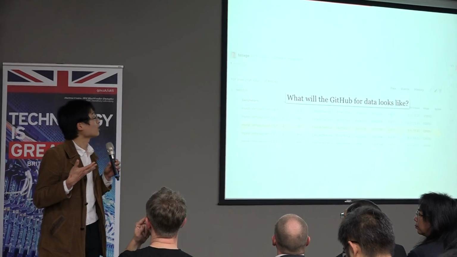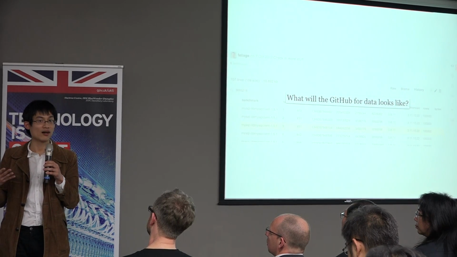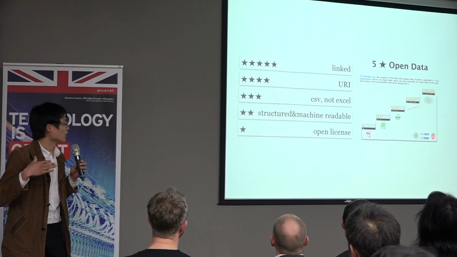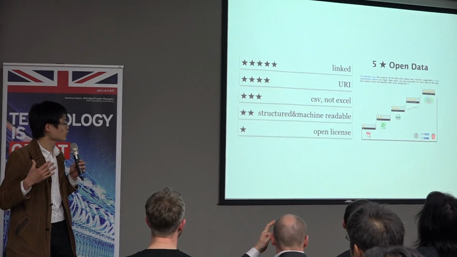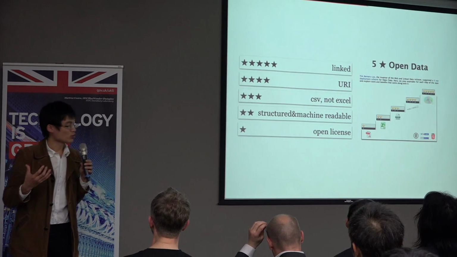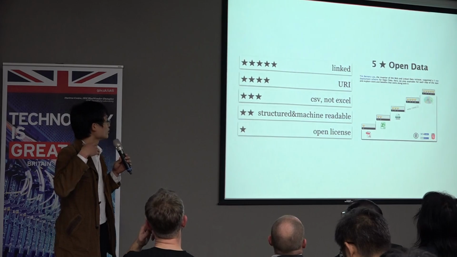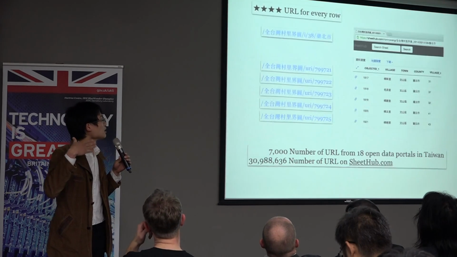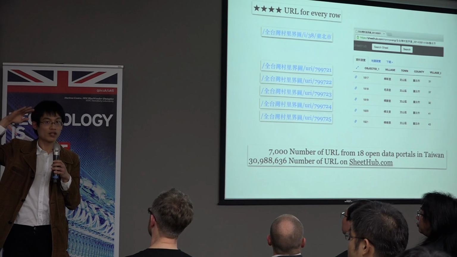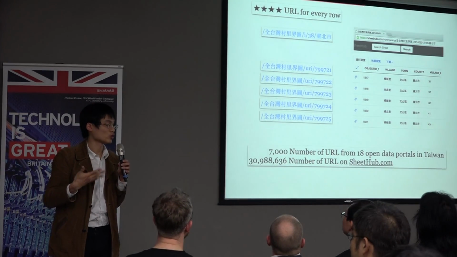One of the systems to measure the quality of data is the 5-star open data system. The first star is that the data is on an open license. The second star is structured and machine readable. The third star is CSV and not using Excel, so a whole star for not using a Microsoft product. And the fourth star is basically URLs, but not just a URL for the data set, but a URL for each of the data points you have. And this is very useful for the fifth star, which is linked data.